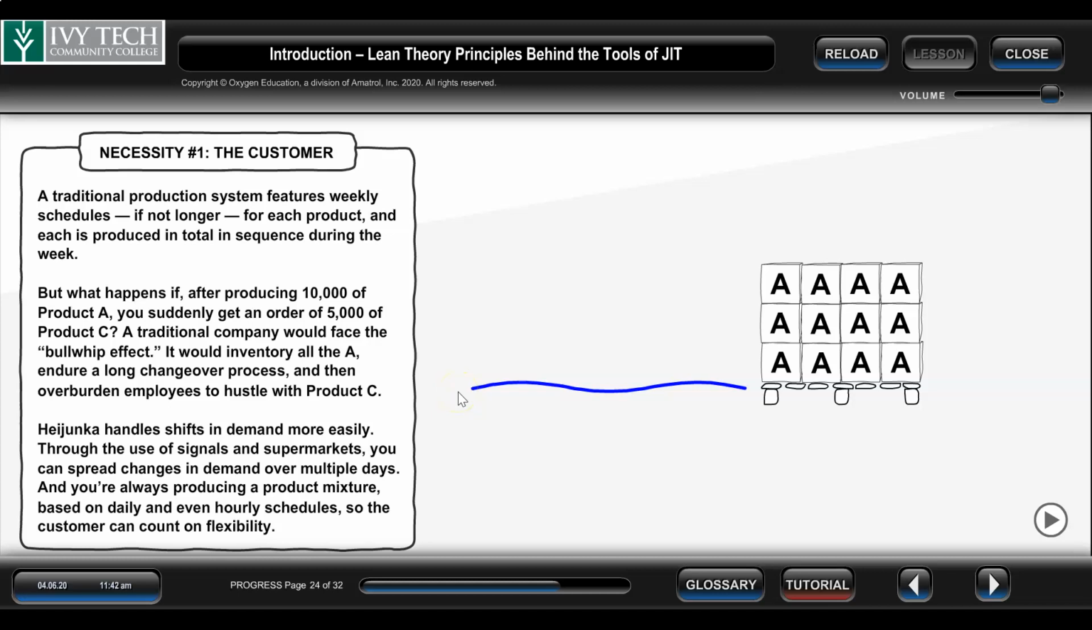Heijunka handles shifts in demand more easily. Through the use of signals and supermarkets, you can spread changes in demand over multiple days. And you're always producing a product mixture based on daily and even hourly schedules, so the customer can count on flexibility.